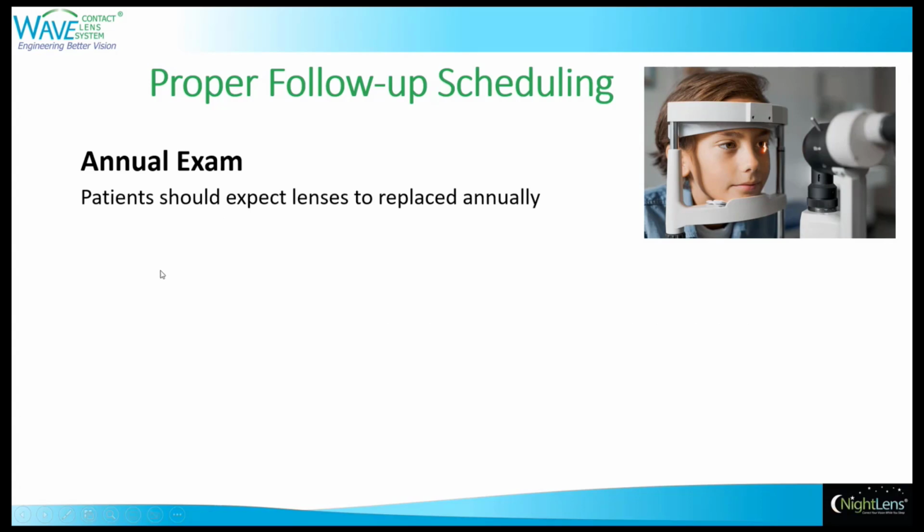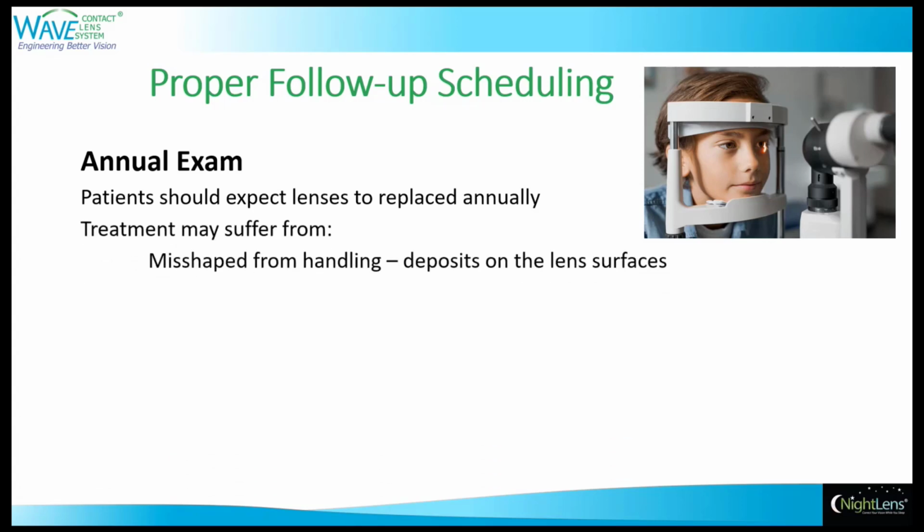So what about the annual exam? Patients should expect their lenses to be replaced yearly, and this should be spelled out in your initial agreement. Why should they replace them annually? Well, just from wear over a period of time, the lenses could be warped or misshaped from handling. And also, deposits on the lens surface will degrade the treatment. So putting them into a fresh pair of lenses at the annual is a great idea.